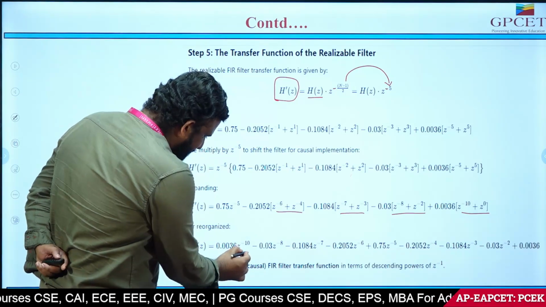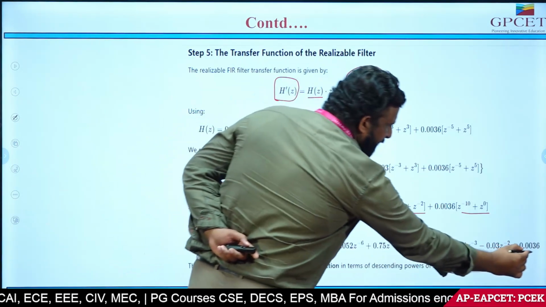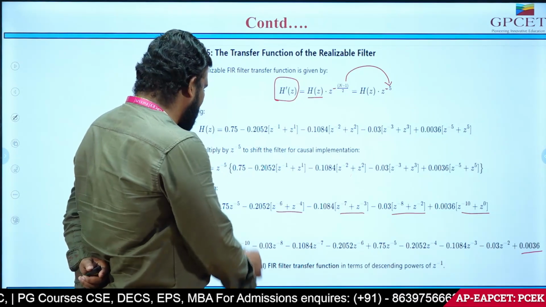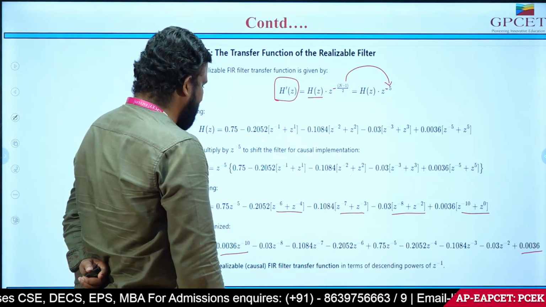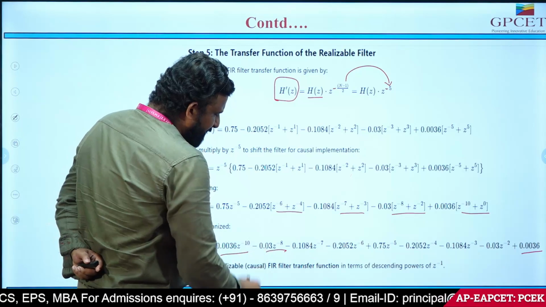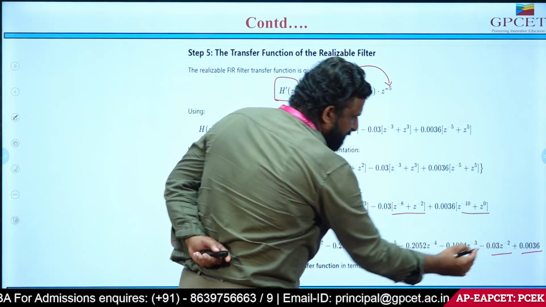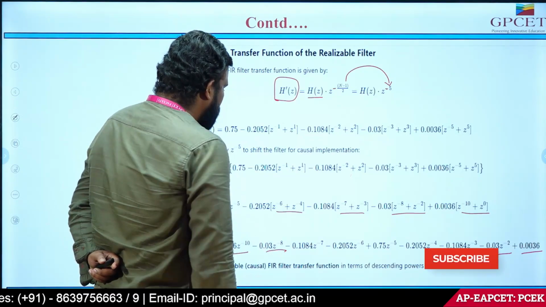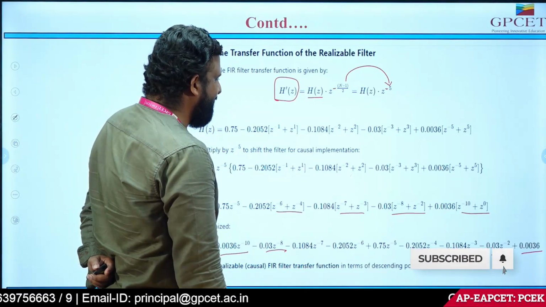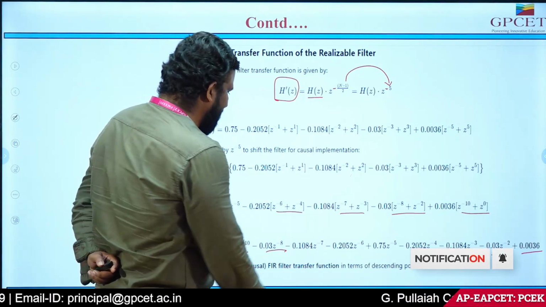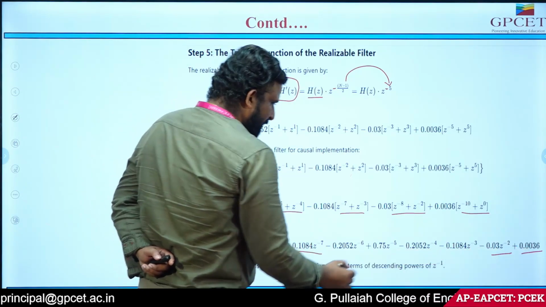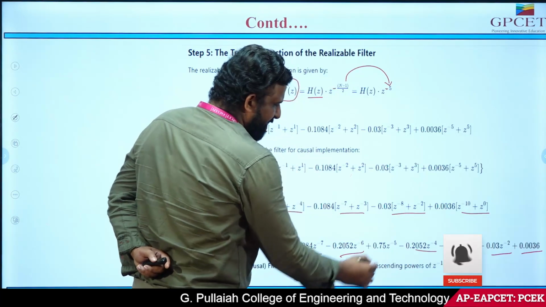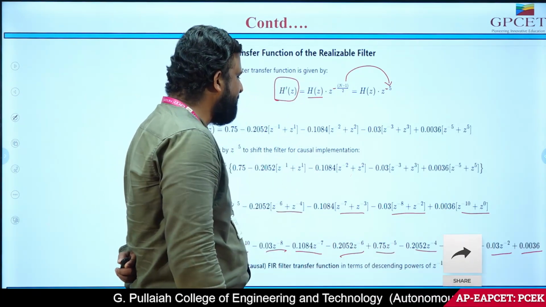What is the value here? You can see h of 0 and h of 10. So if I take 0.0036 common, it will be 1 plus z power minus 10. Similarly, h of 1 is common to h of 9. So if I take the common value 0.03, the value will be 0.03 into z power minus 8 plus z power minus 2. Similarly, h of 2 is equal to h of 7, h of 3 is equal to h of 6 and finally h of 5 is the single term.